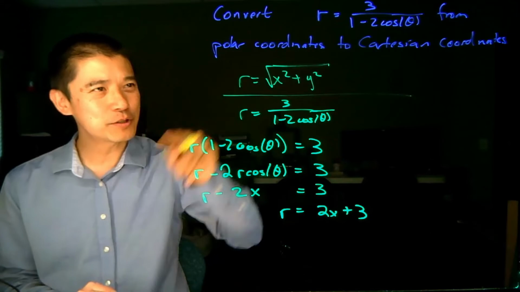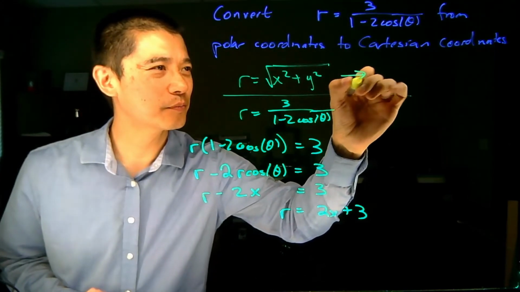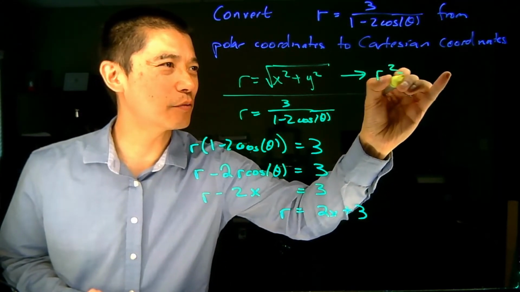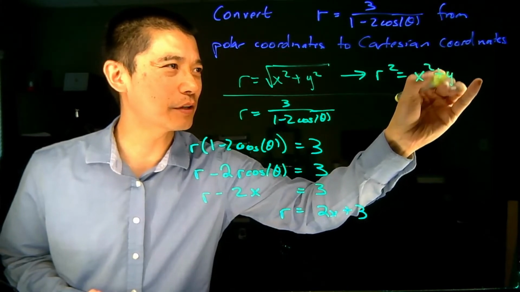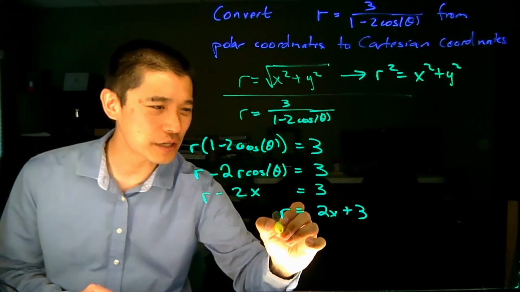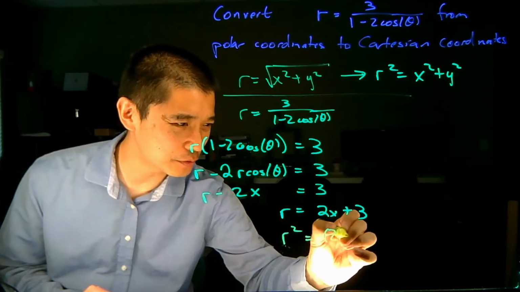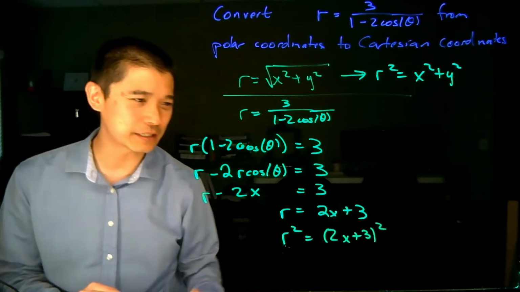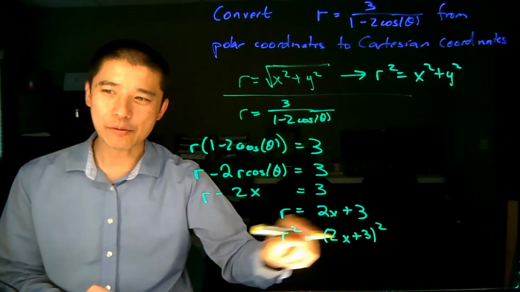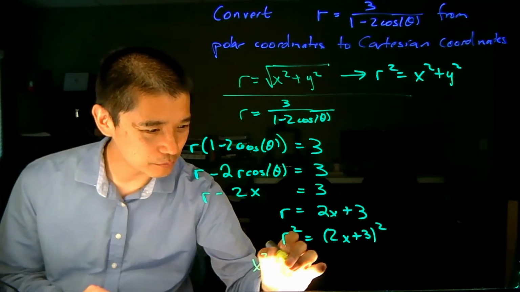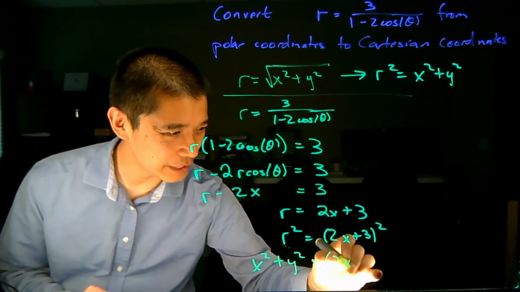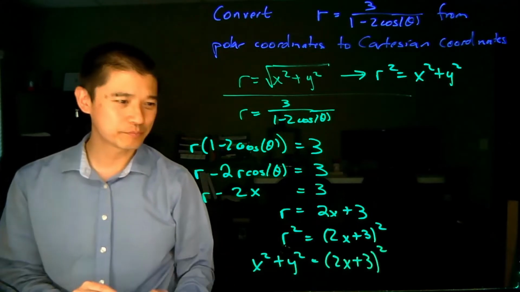But rather than substituting the square root term, it's often easier to use r squared is equal to x squared plus y squared. And so we can square both sides of the equation. r squared is equal to 2x plus 3 squared, like this. Because now what we get is x squared plus y squared is equal to 2x plus 3 squared.